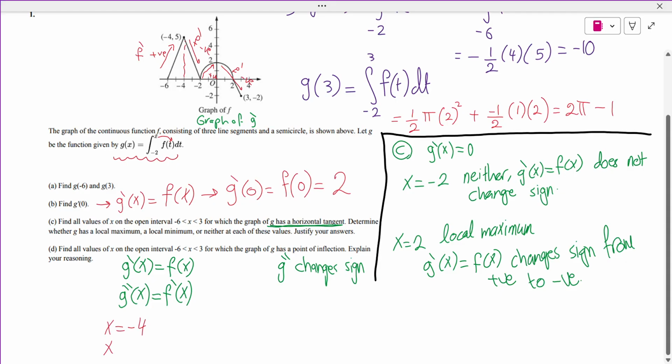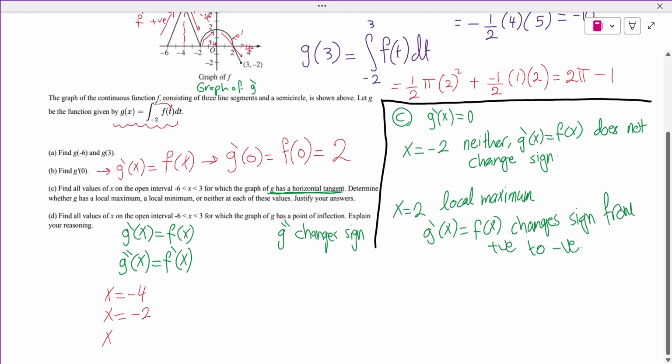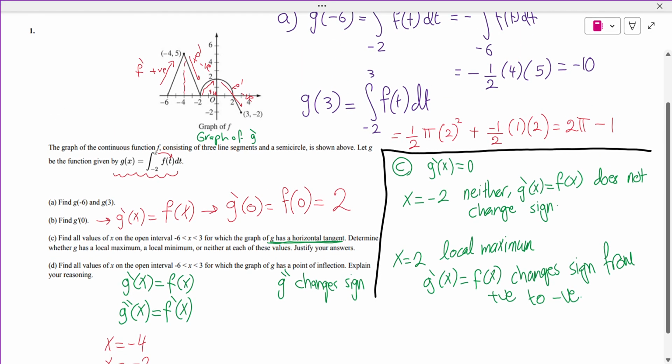The second one, x equals -2. And then the third one, x equals 0. Again, the graph of f is increasing, that means f prime is positive here. I'm talking about f. If f is increasing, f prime is positive, and after this point f prime is negative, and we know that f prime is the same as g double prime. So g double prime here is positive, right? And after this point, g double prime is negative.